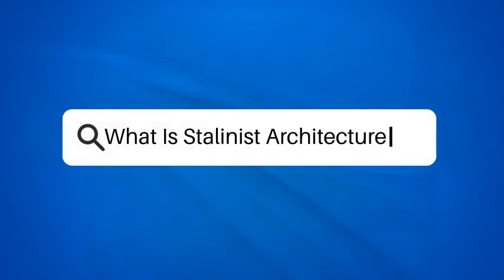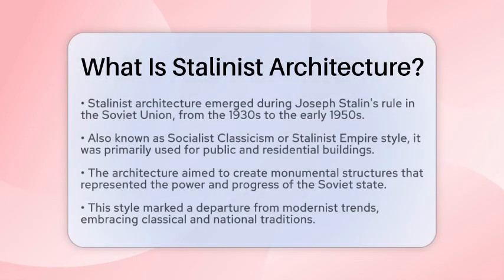What is Stalinist architecture? What exactly is Stalinist architecture? This unique style emerged during the rule of Joseph Stalin in the Soviet Union, roughly from the 1930s to the early 1950s. Often referred to as Socialist Classicism or the Stalinist Empire style, it was primarily used for public and residential buildings. The goal was to create monumental structures that represented the power and progress of the Soviet state.